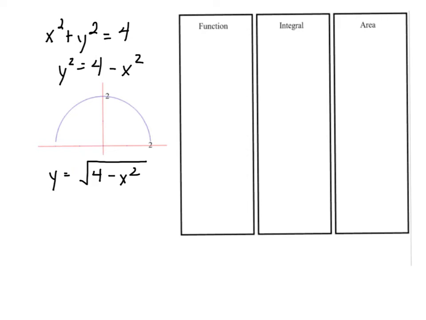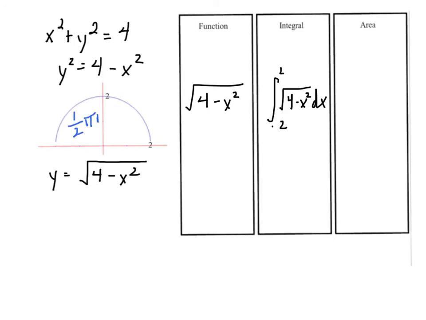Please note, square roots are not distributive. You cannot simplify this to be 2 and x. You can't distribute the square root over a subtraction, so this is as simple as it gets. So our function is the square root of 4 minus x squared. We're finding the area from -2 to 2. Well, area of a semicircle, of course, is 1/2 pi r squared, because it's only half the circle. Here the radius is 2, so 1/2 pi multiplied by 4, 2 squared, would just be 2 pi.